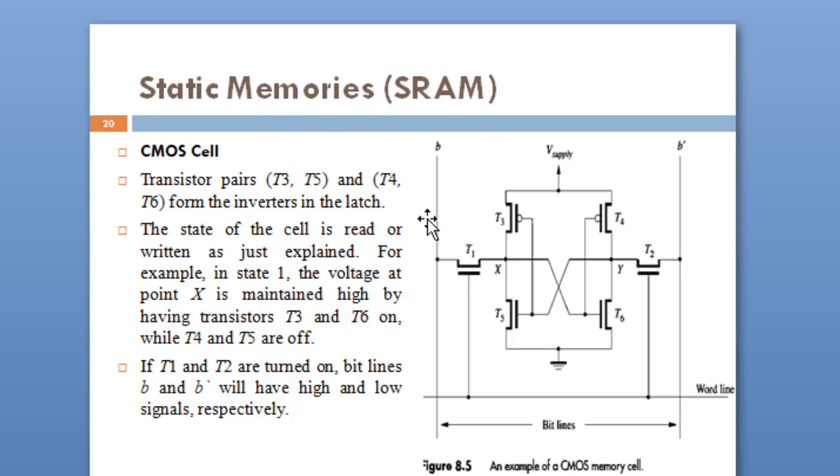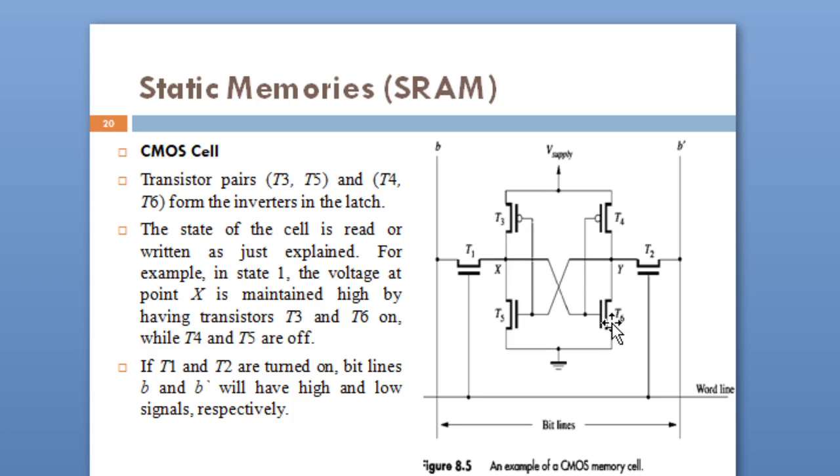The next static RAM cell is the CMOS cell, a complementary metal oxide semiconductor cell. In this CMOS cell we can see transistor pairs T3, T5 and T4, T6, which form the inverters in the latch. The state of the cell is read or written just as explained for the static RAM cell. For example, in state 1, the voltage at point X is maintained high by having transistors T3 and T6 on. If you want to store logical value 1, the X value should be maintained as high. To make it high, T3 and T6 will be on.